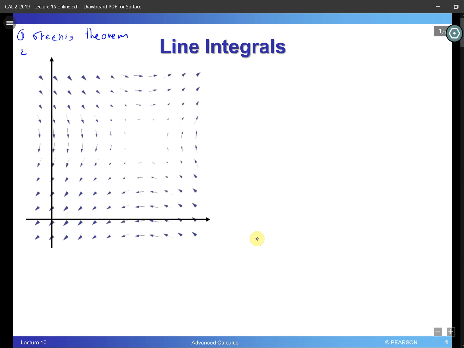The second topic for today is surface integral, and that's going to be the end of this lecture. It's basically about how to find the surface area of the surface in 3D, but that is for the second half. Now let's get started with the line integrals, which is directly related to the Greens Theorem.